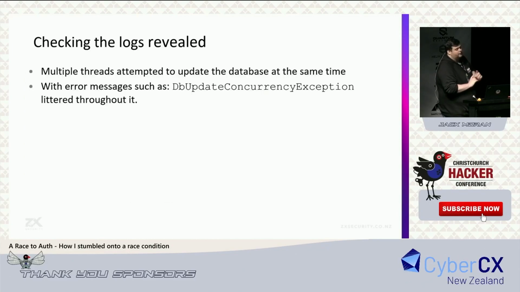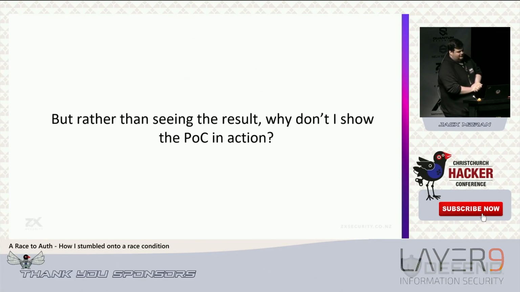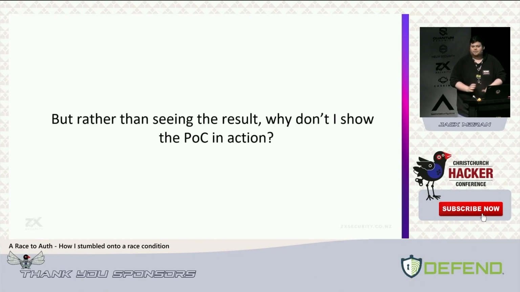Checking the logs revealed that multiple threads attempted to update the database at the same time, with error messages such as DB update concurrency exception littered throughout it, with helpful links in that to go, hey, how to deal with a race condition. But rather than seeing the result of a log, why don't I show you the POC in action?